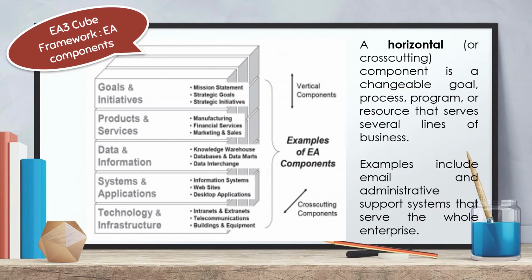While a horizontal, or what we call cross-cutting component, is a changeable goal, process, program, or resource that serves several lines of business in the whole enterprise. So for example, this includes email and administrative support systems that serve the whole enterprise. For example, HR serves all departments in the enterprise. So it doesn't serve only one department. So that's what we call a horizontal component. So everyone in the organization has their organization email.